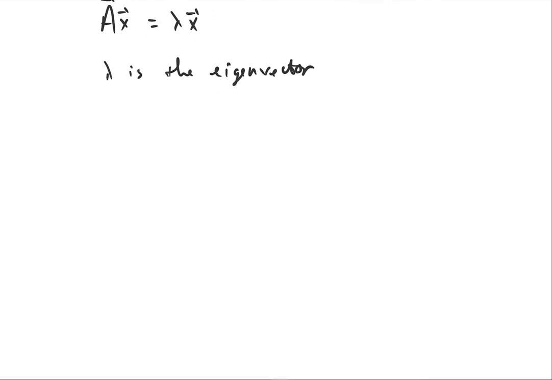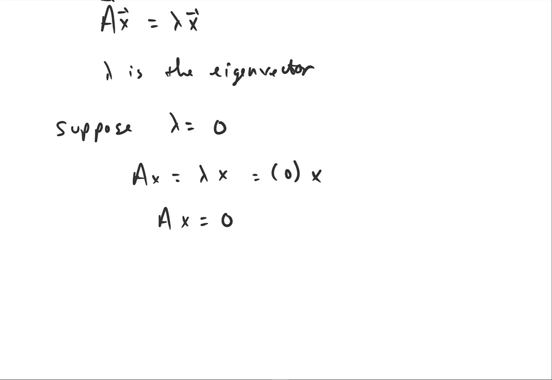Okay, and let's first consider a case where lambda equals zero. Then we have the equation Ax is equal to lambda x, which is equal to 0 times x. So this gives us the equation Ax equals 0. So the x's here are the ones that are in the null space of A. So if we have a zero eigenvalue, then the eigenvectors associated with that zero eigenvalue will be the ones in the null space.